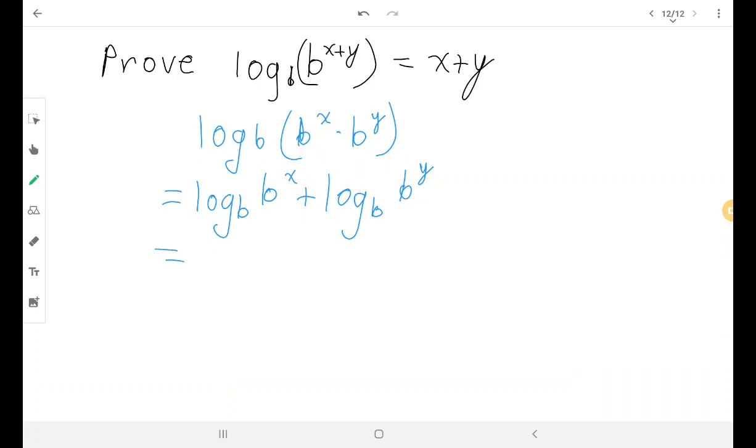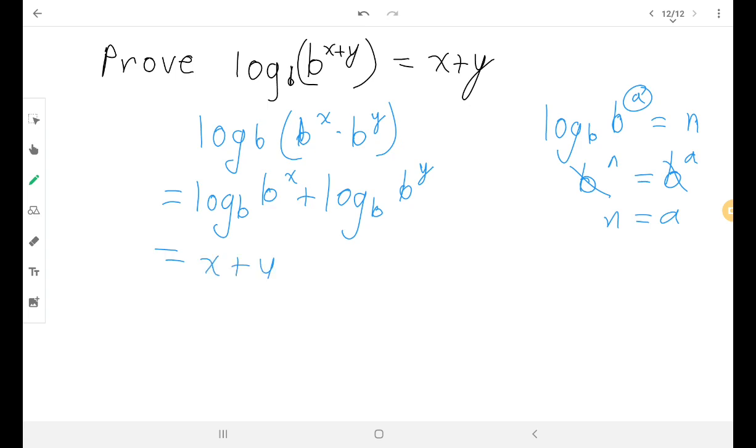And I could either use the property that I can bring them out to the front, or that log base b of b to the x, log base b of any b to the anything, if I set it to some arbitrary variable and rewrite this in exponent form, it has to equal the exponent. So this is x, and this is y. And there we have it, quod erat demonstratum.